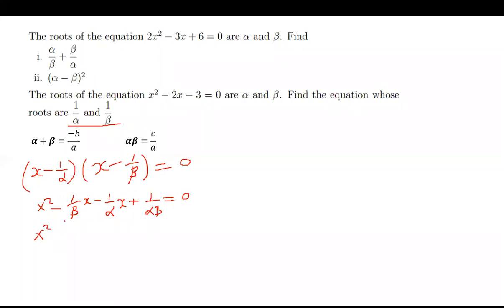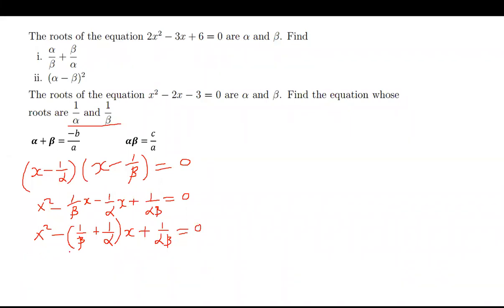So here we simplify this. We factor out the x and the negative, and we see what we're going to have. When we factor out the negative, we'll remain with this in brackets: 1 over beta plus 1 over alpha. Then we also factor out the x, and then we have plus 1 over alpha beta, which is equal to 0.